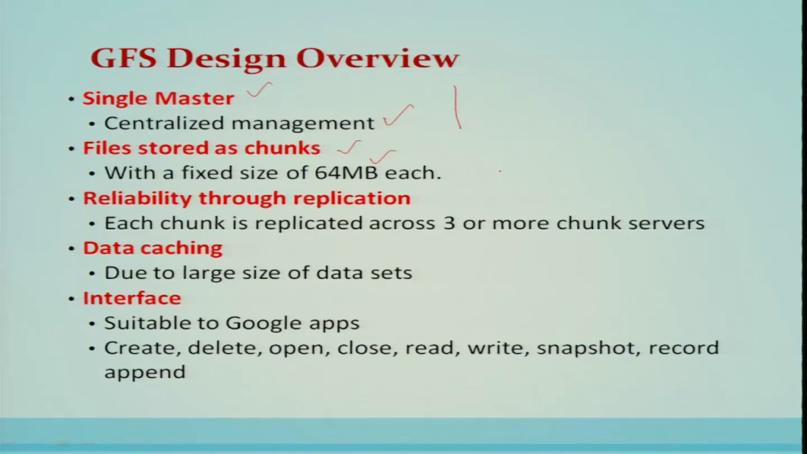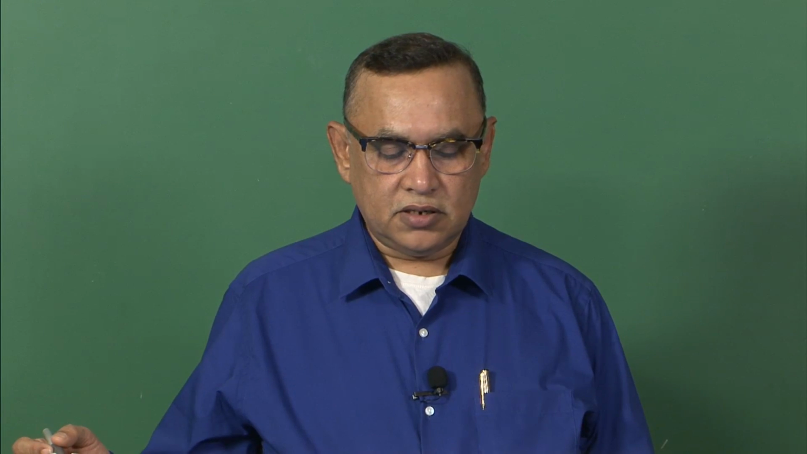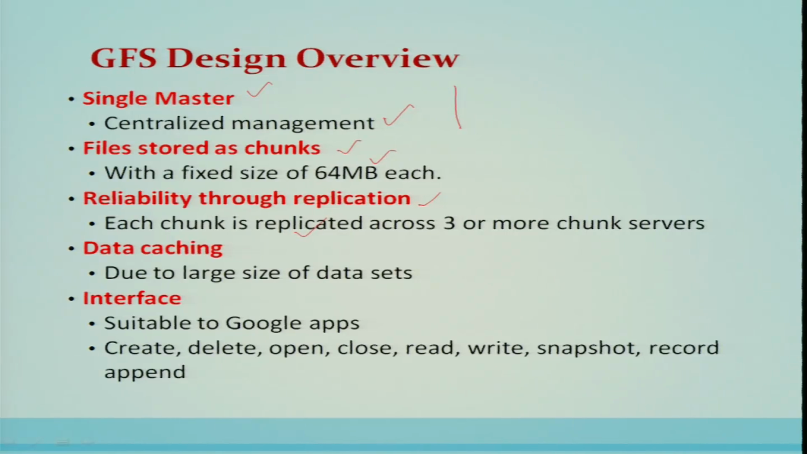Reliability through replication. These chunks are stored on commodity hardware which is prone to failures. So, the only way to achieve fault tolerance is to go for replication. By default the replication number is 3, that means a particular chunk is replicated on 3 different chunk servers.